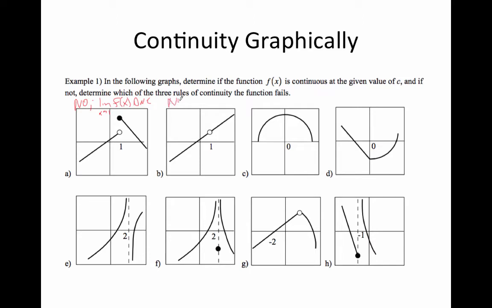Graph B is also not continuous at 1 for a different reason. f of 1 does not exist because we have a hole at 1. From the left of 1 and from the right of 1, we do get closer and closer to some value, but that value is not f of 1. So the limit does exist here, but it doesn't equal f of 1. Now at graph C, as we get closer and closer to both sides of 0, we do approach f of 0, so this one would be a continuous function at 0.